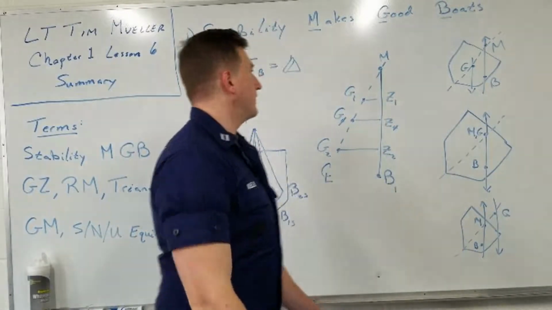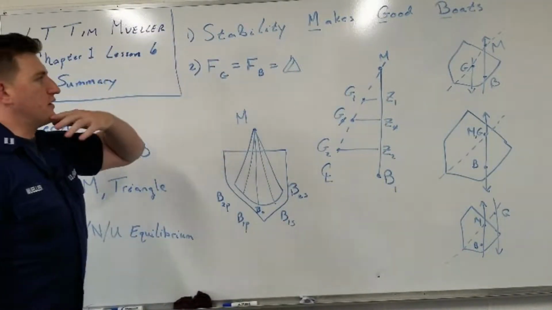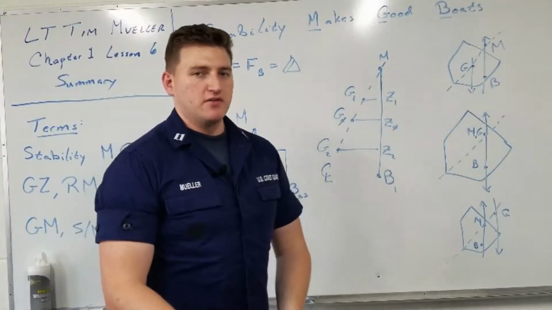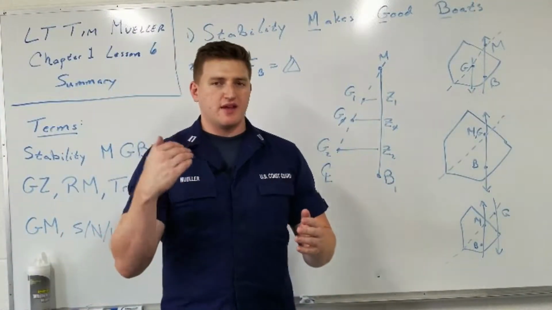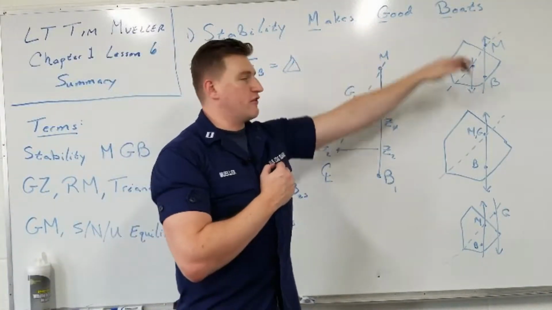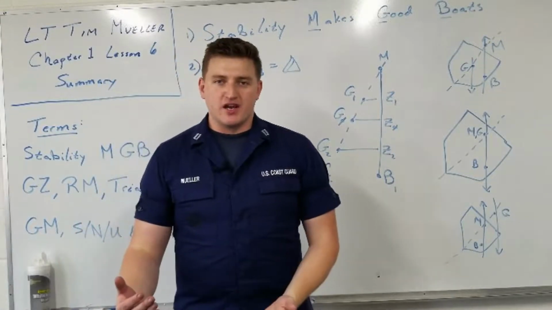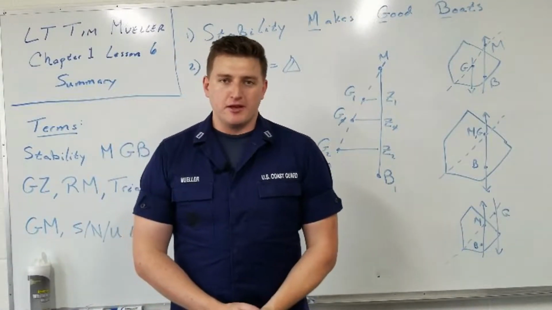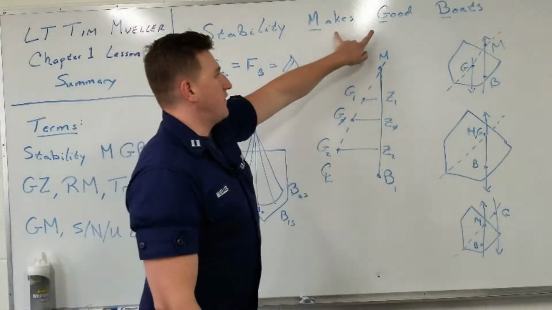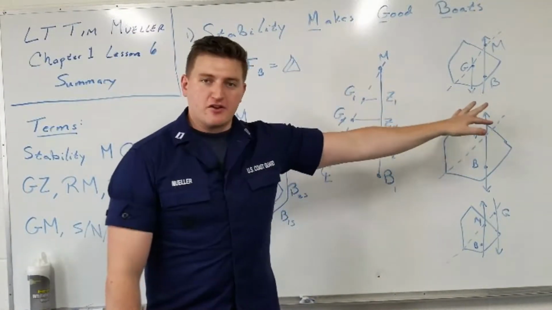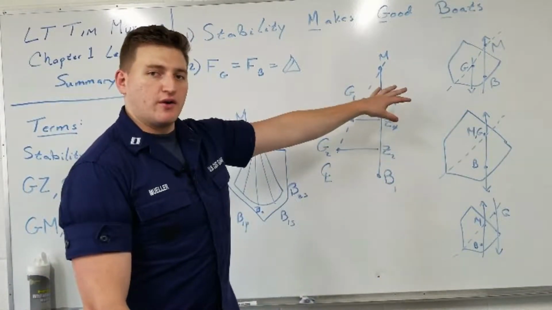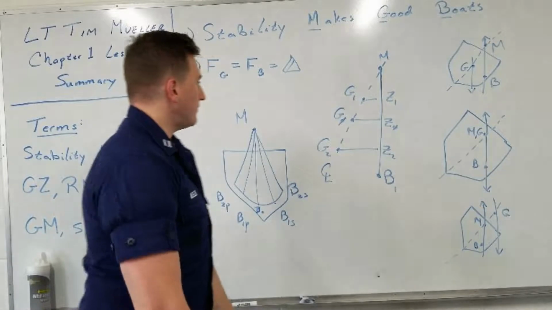Okay. So the first thing we talked about is that acronym, stability makes good boats. And what does that mean? As long as you have, from top down, the metacenter, center of gravity, center of buoyancy, then you have a ship that is going to be in stable equilibrium and it's going to be able to right itself safely. If you have M and G switched, then you're going to be in unstable equilibrium. Doesn't mean you're going to capsize. However, it does mean you are going to assume an angle of loll.